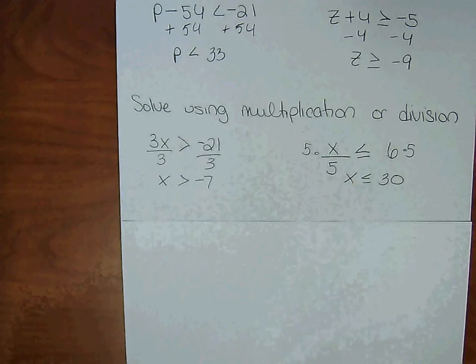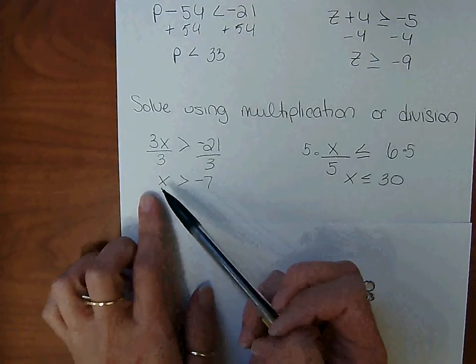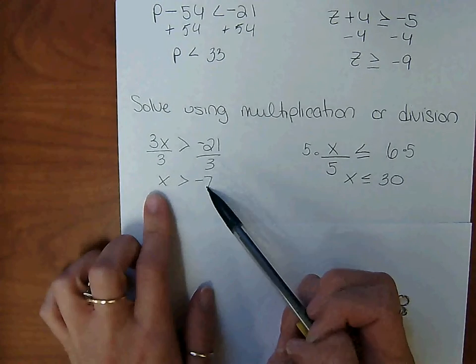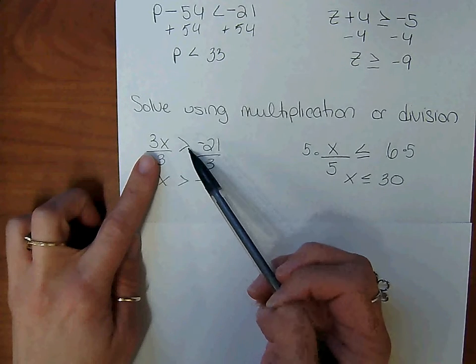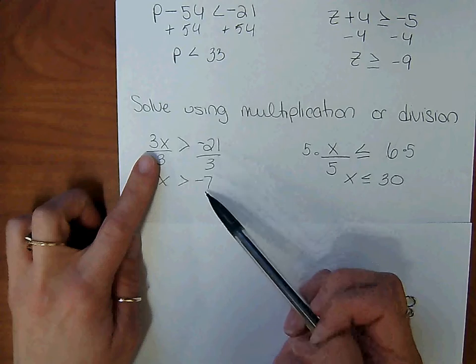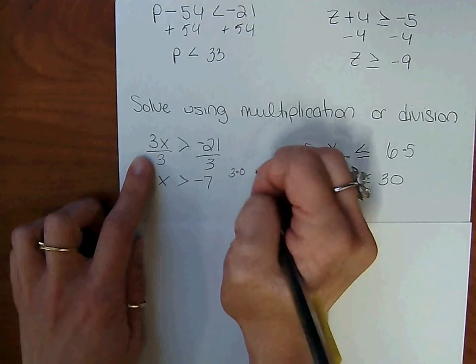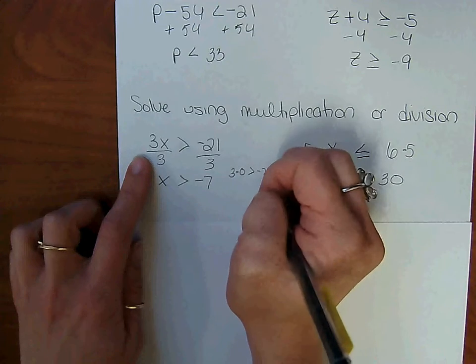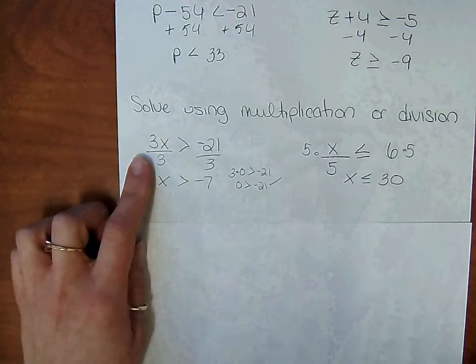You could always double check these to make sure that you have the right answer. This is saying any number greater than negative 7. When you plug in here, it'll give you a number that's bigger than negative 21. So let's say I put in 0. 3 times 0 is greater than negative 21. And 0 is greater than negative 21. So I know I did it right.